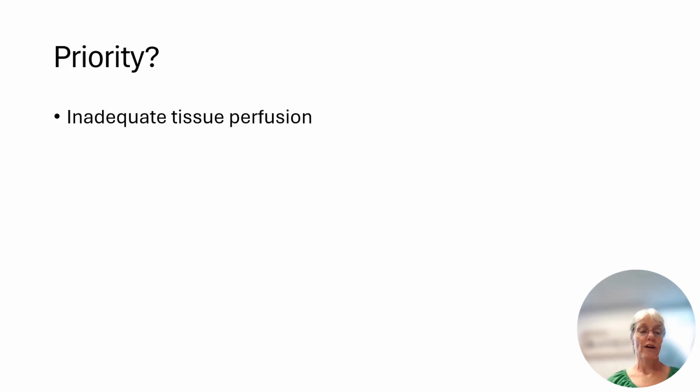So what's your priority? Your priority in this particular situation is inadequate tissue perfusion. So what are we going to do with inadequate tissue perfusion? You're going to make sure to give O2 if necessary. Everybody's not going to get O2, only if they need it. We're going to make sure that we do fluid replacement, packed red blood cells if necessary, or we may even need to give plasma.